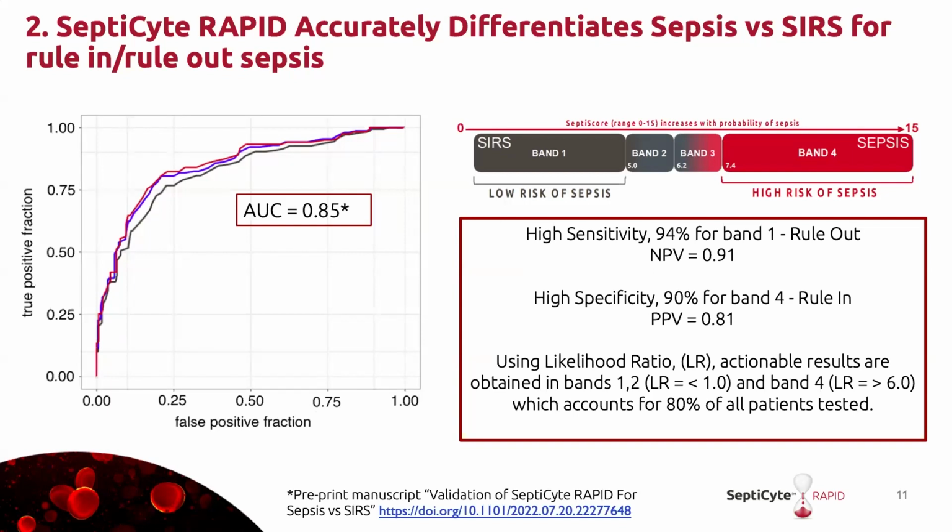Band 4, patients who fall in this band between 7 and 15 score, have a high risk of sepsis with a high specificity of 90% and a positive predictive value of 0.81.